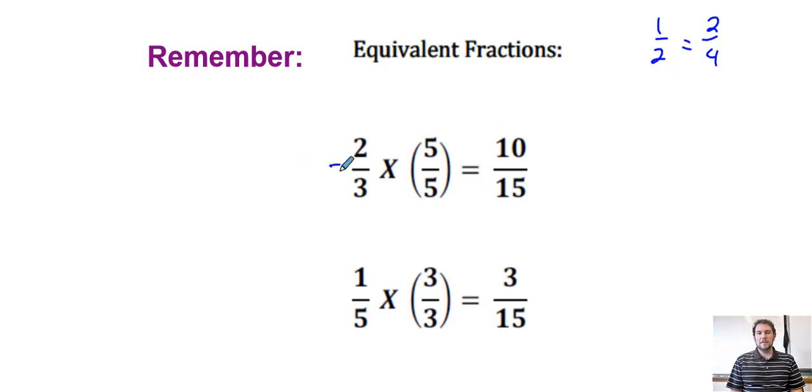If you plug 2 over 3 into your calculator, you would get 0.6 repeating. And if you did the same thing with 10 divided by 15, you would also get 0.6 repeating. It doesn't change its value. That's the key thing here. So if I'm going to multiply the 3 by 5, I also have to multiply the 2 by 5, and I'll get the equivalent fraction 10 over 15. Then I do the same thing with the 1 over 5. 5 times 3 is how I get 15, so 1 times 3 gives me 3.